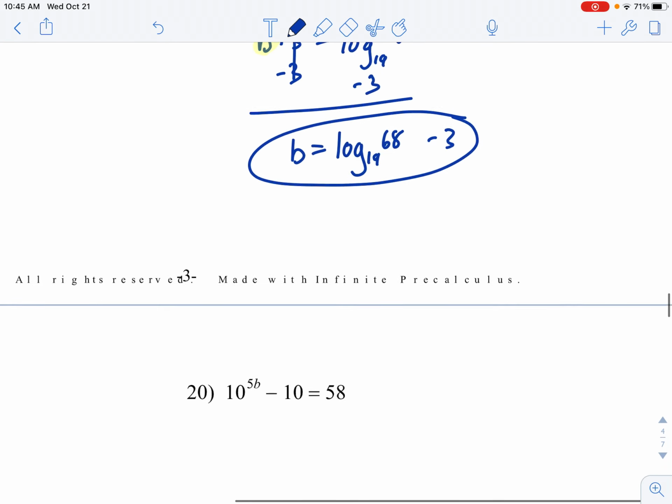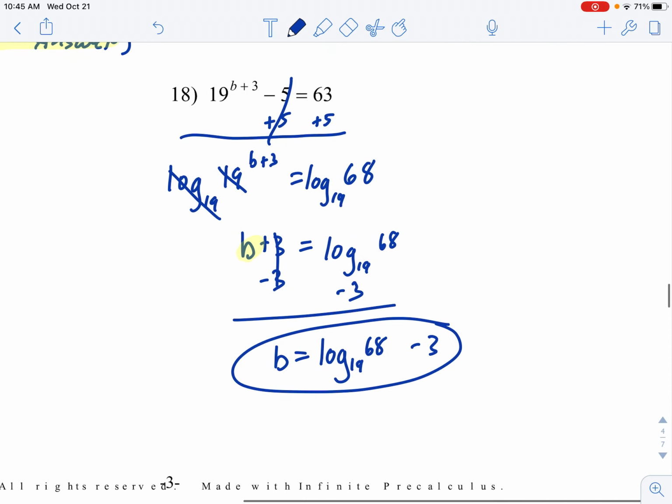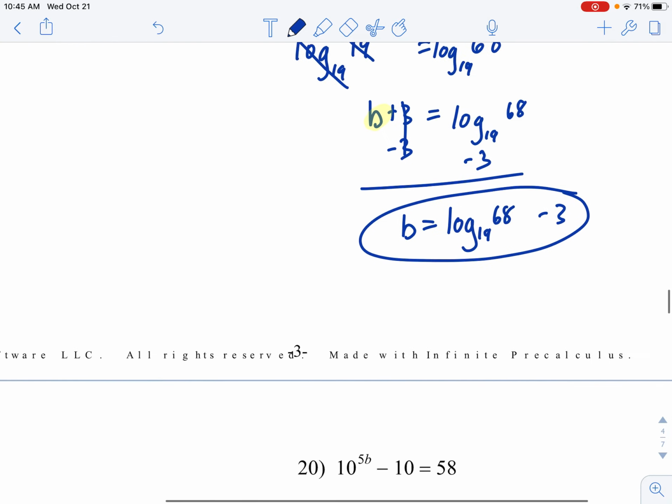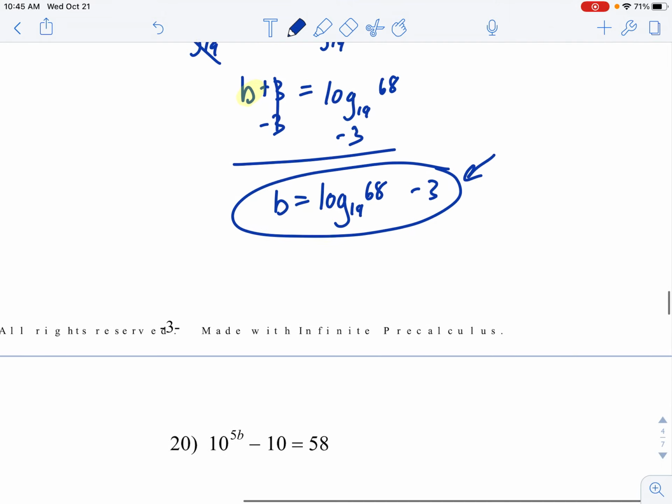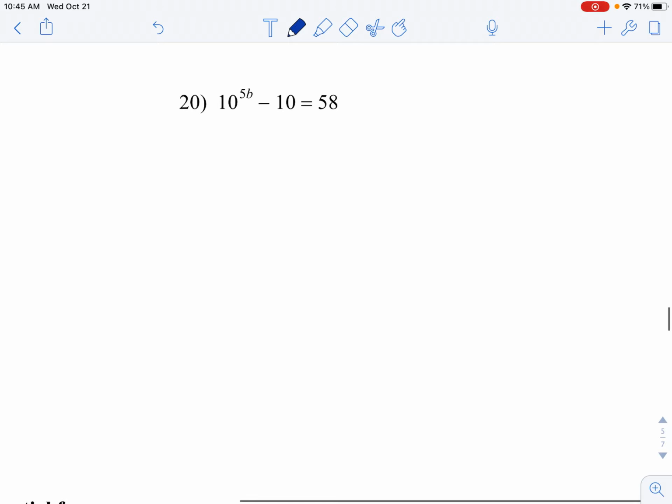So you're basically doing the steps without actually working out the answer. You're just proving that you know how to do the steps. If you needed to find the exact answer, you could then go and type this into a calculator and it would give you the exact answer. All right, let's look at number 20.